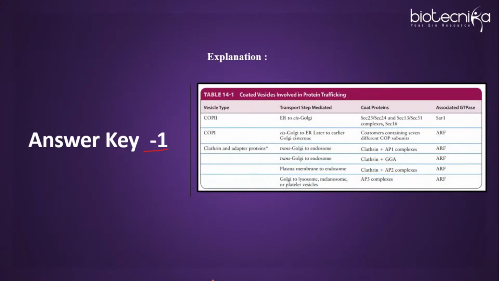What is given in the picture? As you can see, clathrin-coated proteins are responsible for transportation from trans-Golgi to endosome or plasma membrane to endosome, or Golgi to lysosome, melanosome or platelet vesicles, which is not present in your option. So that's why that is incorrect. COP2, as I said, is ER to cis-Golgi. COP1 is just opposite to that, right?